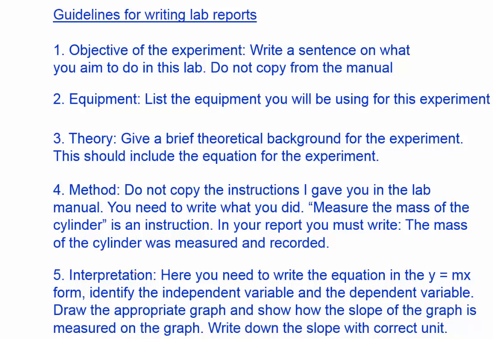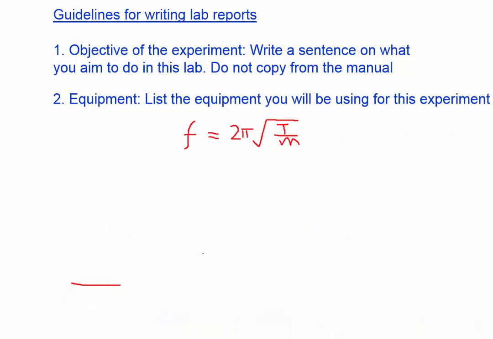The next item in the lab report is interpretation. Now here, you need to write the equation in the y equal to mx form. Now, how do you write an equation like this in the y equal to mx form? The first thing you need to do is to identify the independent variable and the dependent variable. Now look at the equation y equal to mx.